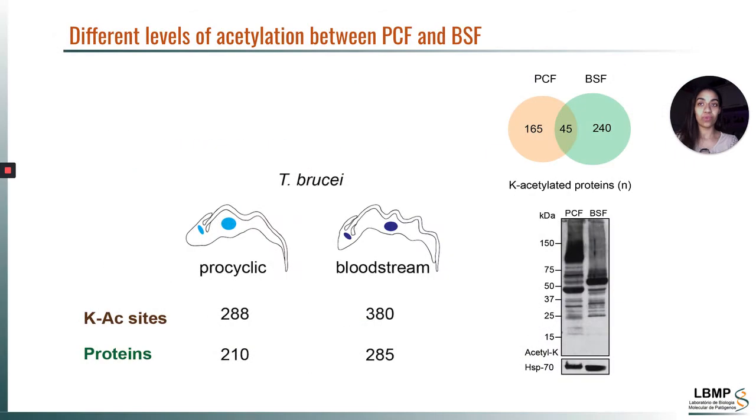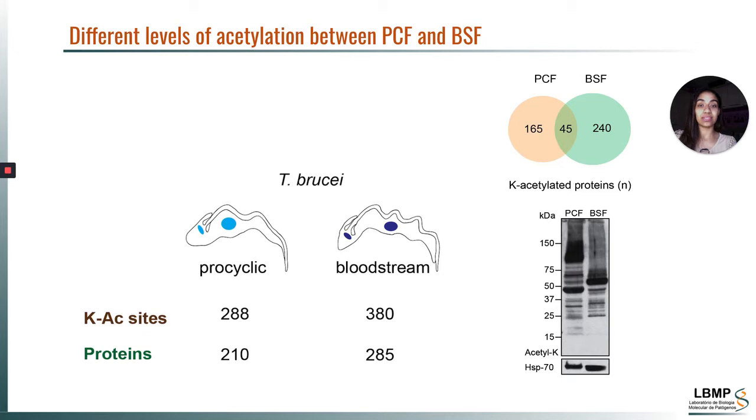We found 288 acetylated sites and 210 acetylated proteins for the procyclic form. And for the bloodstream form, we found 318 acetylated sites in 285 proteins. But between them, just 45 were common among these forms, reflecting the difference in the mechanisms of adaptation of T. brucei during its life cycle.